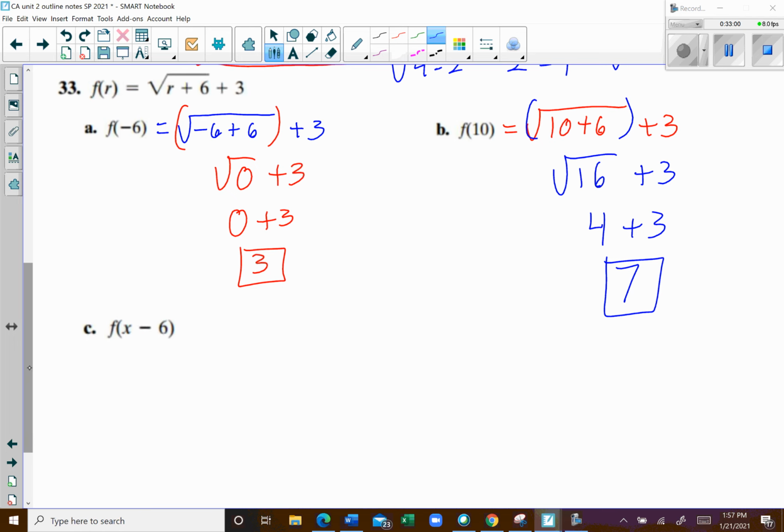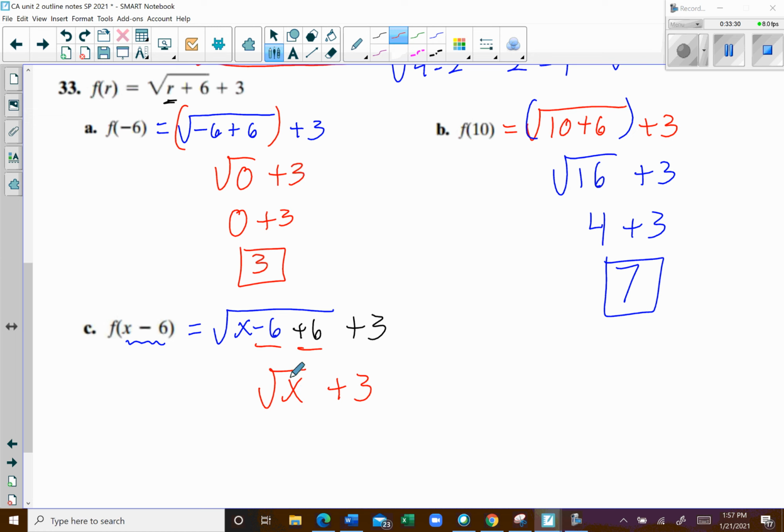Okay, and then part C, we are going to plug in this expression right here. So we're going to have the square root of x minus 6, and then you still have that +6. I'm going to color code this so we can see that. That's what I substituted in there for the r. Now looking at the radical, the -6 and +6 will cancel out. So that just leaves me with the square root of x and then +3. Just make sure that the +3 is not inside when you type that in on your homework. Whenever you have a radical, you just need to arrow to the right to get outside of it so you can put that +3 on the outside.